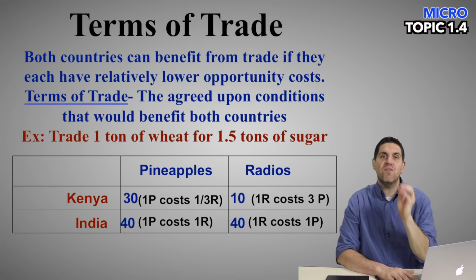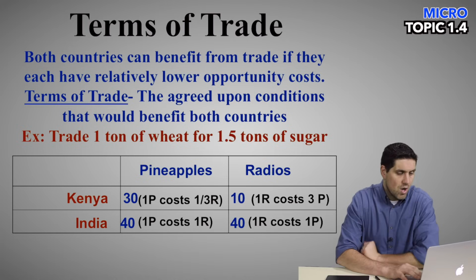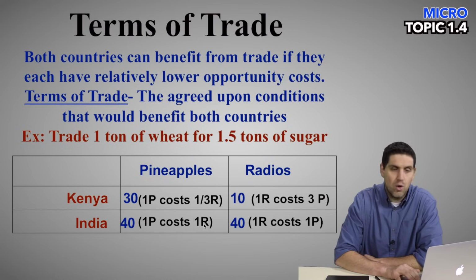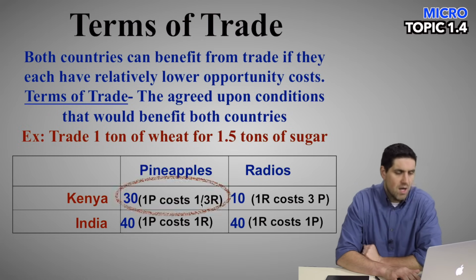Now that we're there, it's time to figure out who has a comparative advantage, who has a lower opportunity cost. And it's easy because you have the numbers, right? Pineapples, 1/3. For Kenya, it costs 1/3 of a radio. For India, it costs 1 radio. Who would you rather have producing the pineapples? The one that has a lower opportunity cost. So Kenya should produce pineapples.